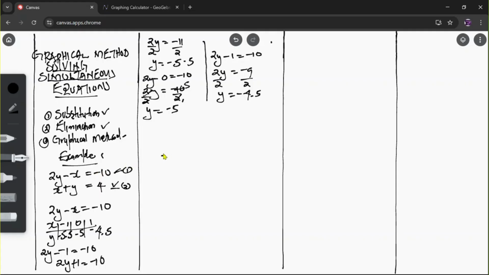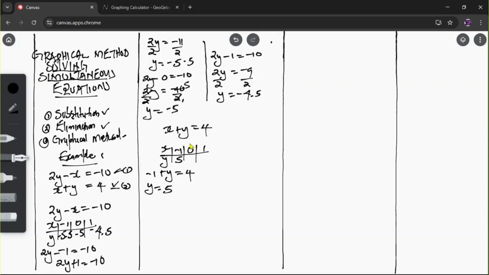Then we have the second one. I'll generate a table for that: x plus y equals 4. Again, we have a table for that, x and y. I'll pick three values: 0, minus 1, and 1. Here I put minus 1. I'll have minus 1 plus y equals 4. If I take minus 1 to the other side, it will become addition. So the value of y will be 5.